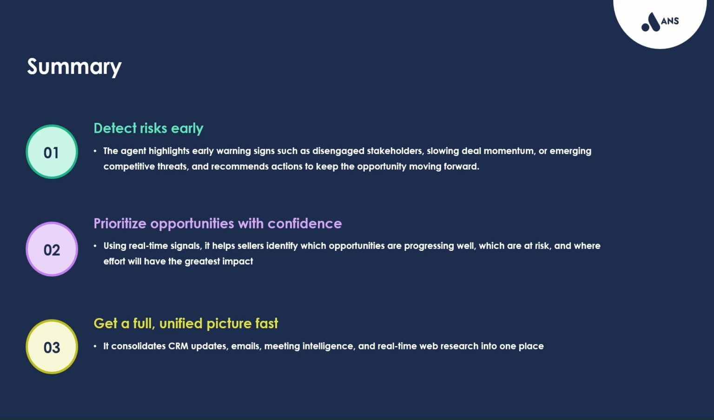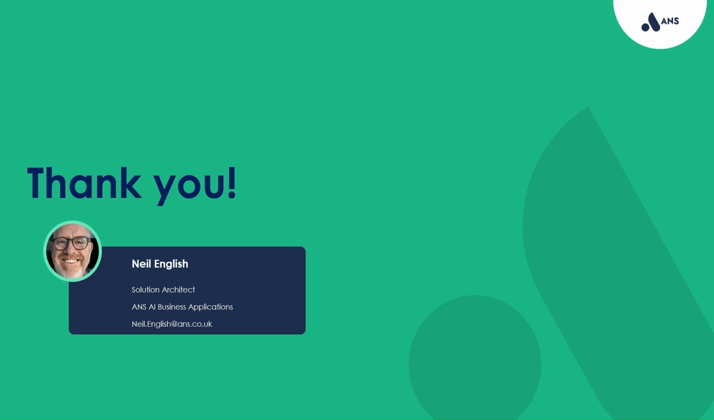It can prioritize opportunities with confidence. Using real-time signals, it can help sellers identify which opportunities are progressing well, any that are at risk, and where effort will have the greatest impact. And it can give you a full unified picture fast. It can consolidate CRM updates, emails, meeting intelligence, and real-time web research into one place. This can give sellers a comprehensive view of buyer needs, stakeholders, competitors, and overall deal health without switching between tools. So that's a whistle-stop tour of the sales close agent research.